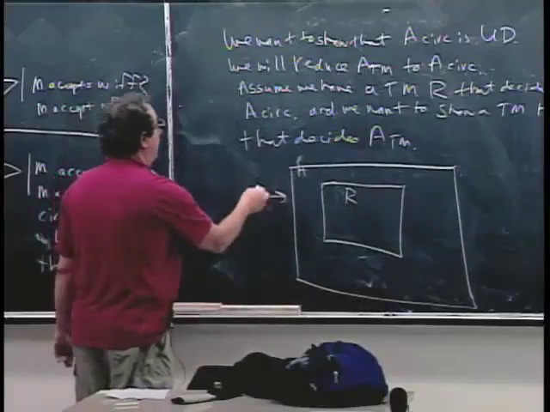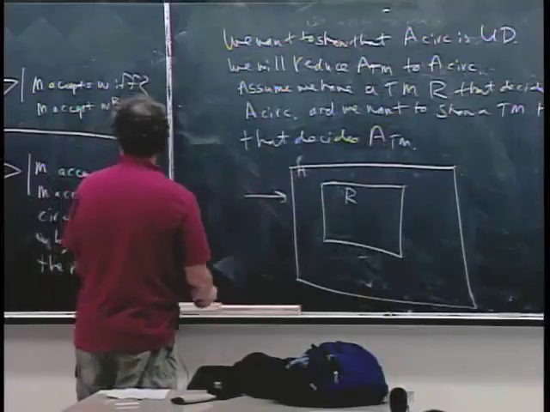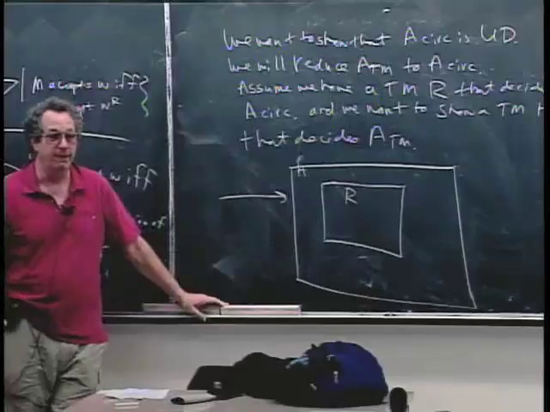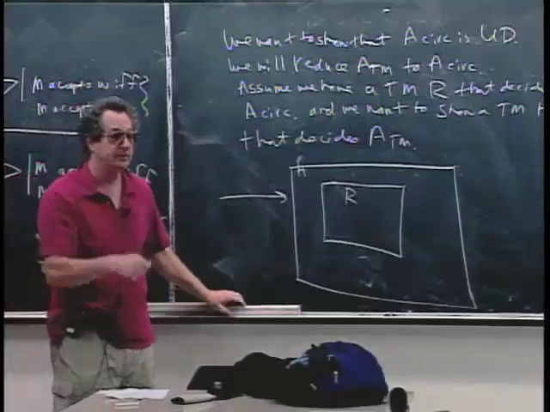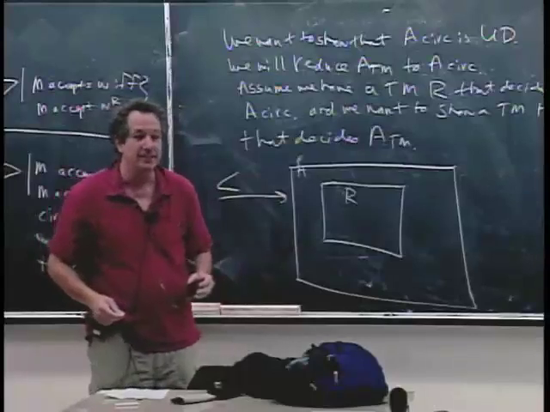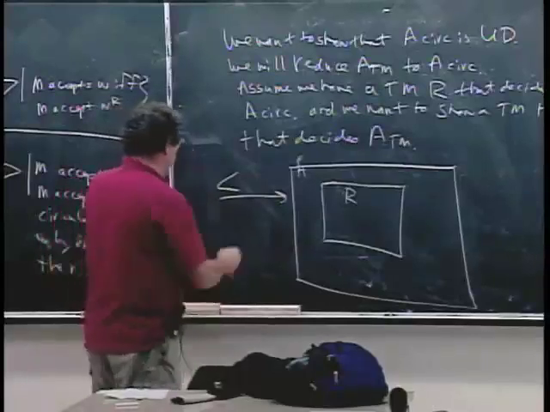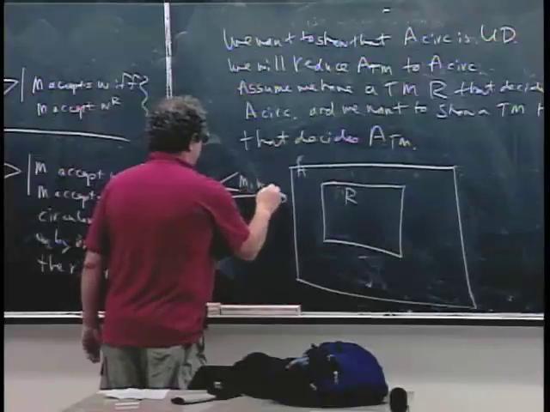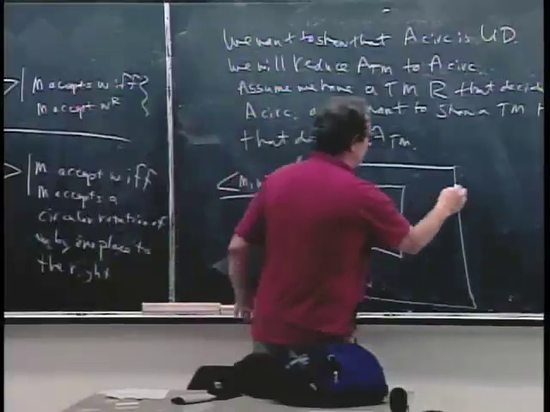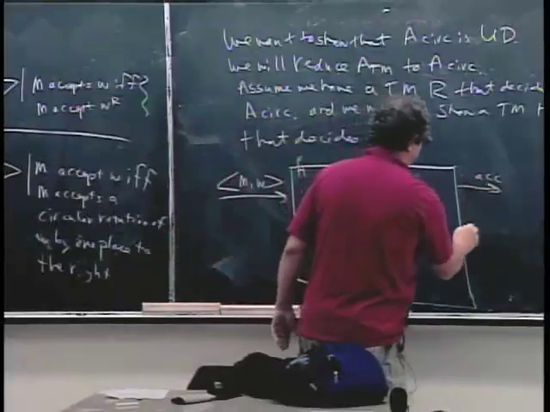So what's the input to H? H is supposed to be a decider for ATM. So what does the input to H look like? A machine and a string. Yeah, a machine and a string. Good. Now that's what comes into here, and ultimately we want accept or reject.